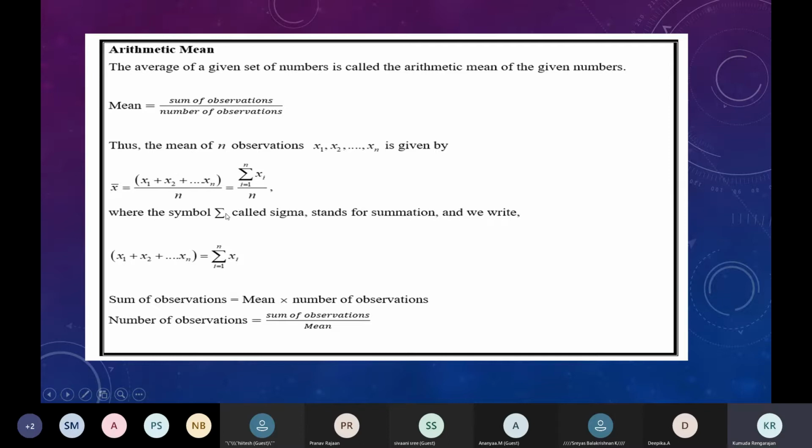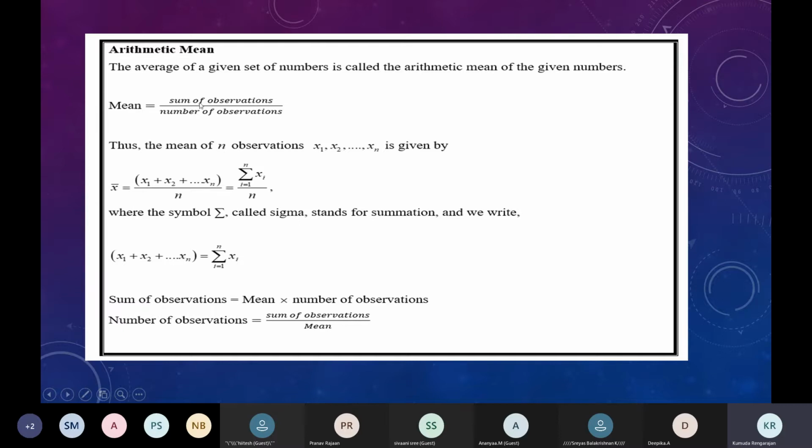Okay, so the symbol called sigma stands for summation, and this one is written as sigma xi, i ranges from 1 to n. It starts from 1, goes up to n. The value of i is 1, 2, 3, 4 till n. Is that fine, children? Yes, ma'am.